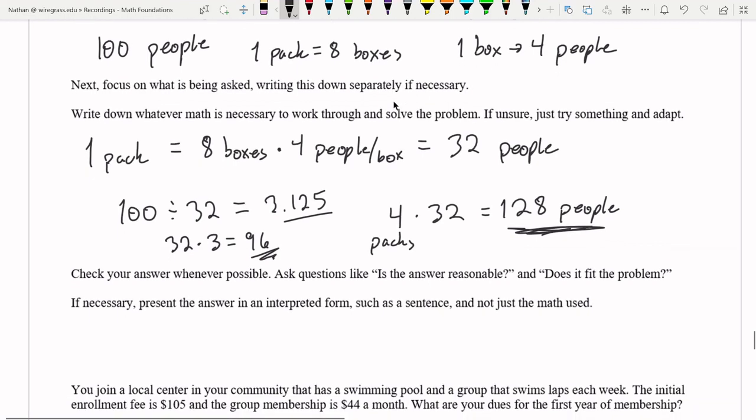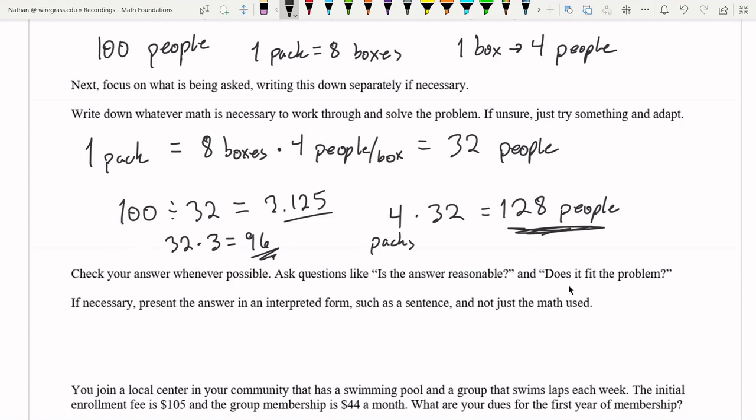So you can check your answer and ask questions like, is the answer reasonable? It is reasonable the way I set this problem up, right? 32 is not enough. If I bought 2 packs, that'd be 64. 32 times 2. That's still not enough. 3 packs only serves 96. That's not quite enough. 4 packs does serve more than 100 people, so that will be enough.